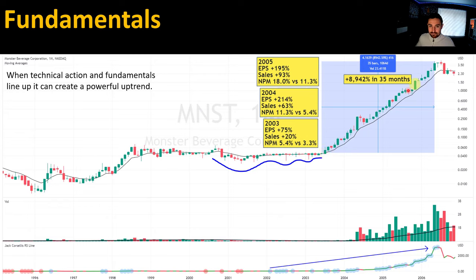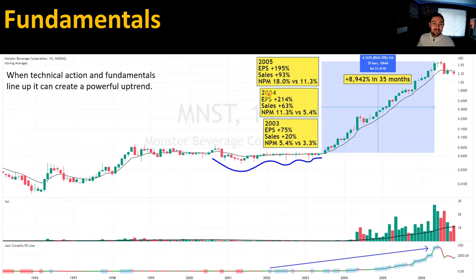then the stock goes up around about 9,000% in the space of 35 months. Now, what was going on from an earnings per share, a sales, and a net profit margins perspective? Well, in 2003, the earnings per share was 75%, and the sales were plus 20%, and the net profit margins for the year were 5.4% versus 3.3% for the prior year.